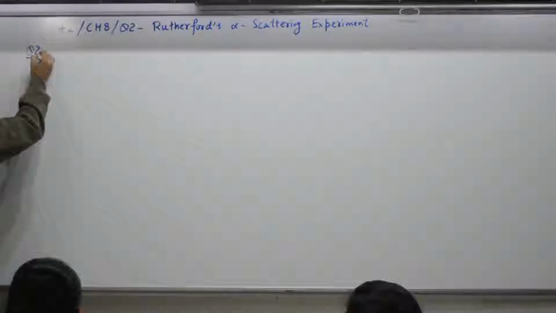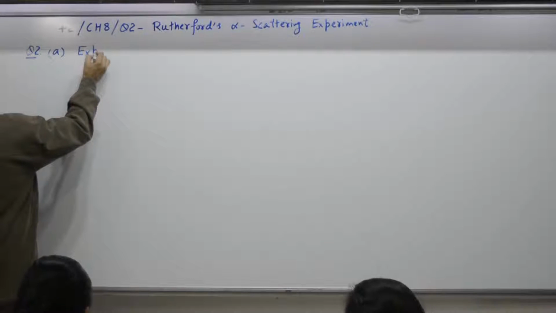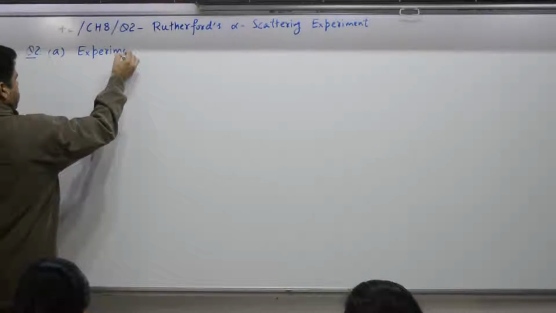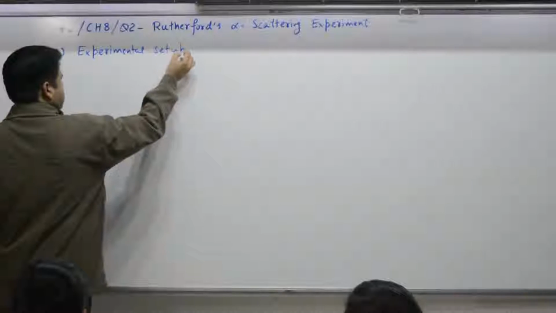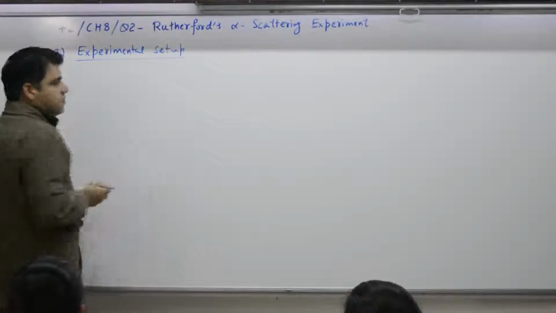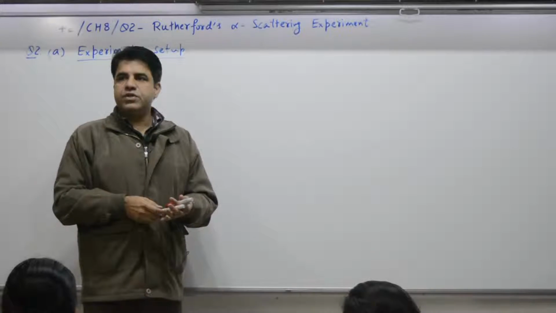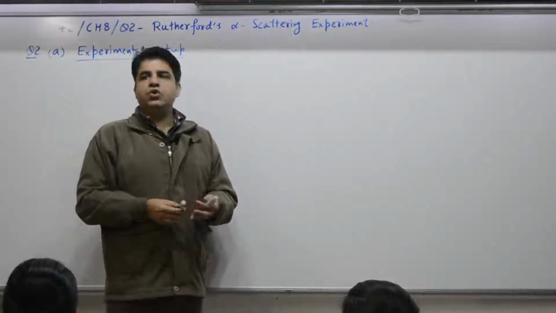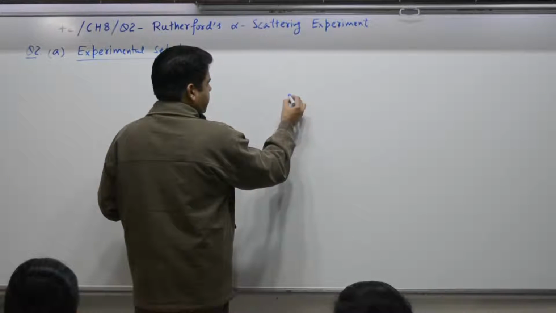First part is what? Experimental setup. That means apparatus. Because the experiment is an alpha scattering experiment, the first thing you need to have is what? A source of alpha particles.